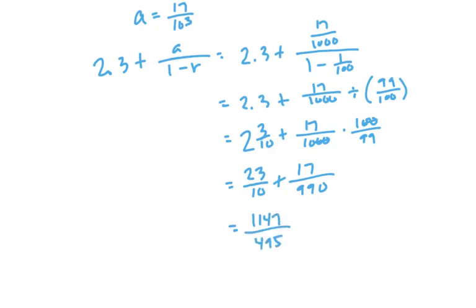So your repeating decimals, we find that 2.317 repeating equals that ratio. Repeating decimals are fractions. That's why they fall into rational numbers. They can be written as fractions. So let's look at another one.